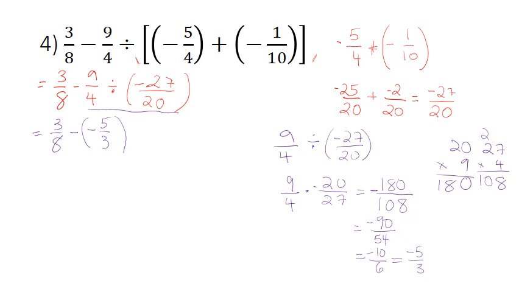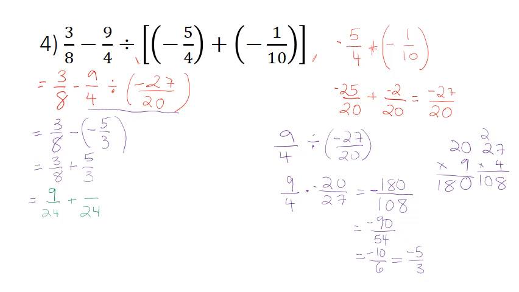Now remember that subtraction is like adding the opposite. So instead of writing this as subtraction, I'm going to write it as adding the opposite. So here I have 3/8 plus 5 over 3. Now I need a common denominator in order to be able to add these two fractions together. So my common denominator is going to be 24. How do I get from 8 to 24? Well, that's times 3. So what's 3 times 3? 3 times 3 is 9.